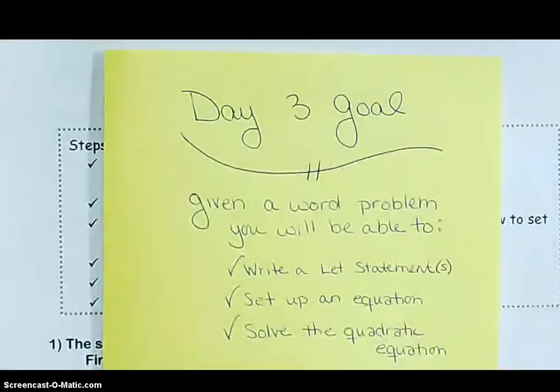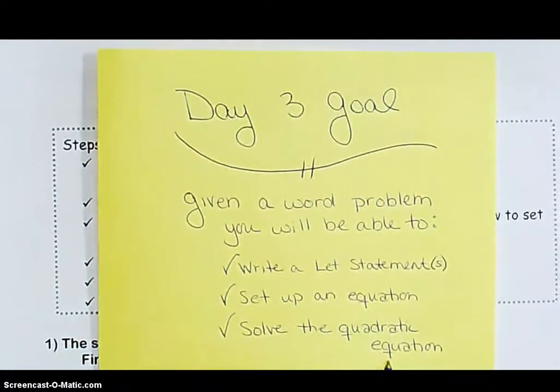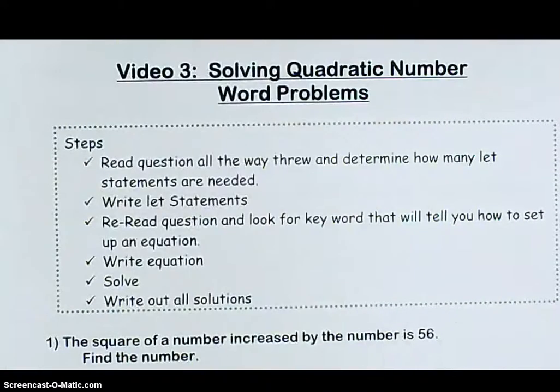Welcome back to day 3. Our goal for today: given a word problem, you will be able to write a let statement or let statements, set up an equation, and solve the quadratic equation. All right, so let's go ahead. We're going to follow that goal of the day by following our steps.